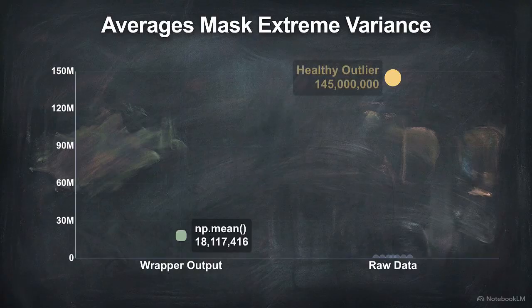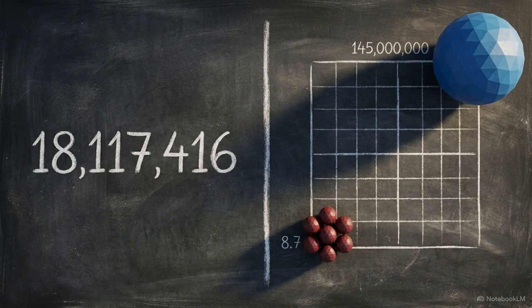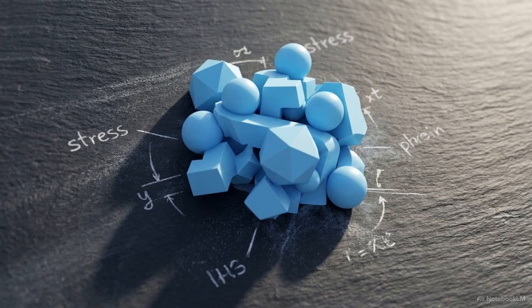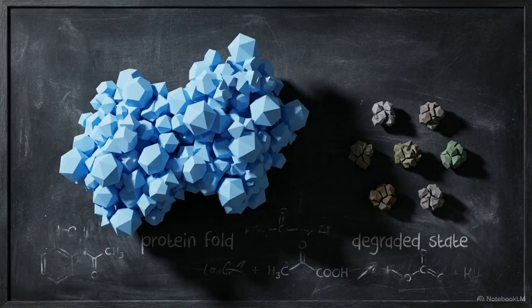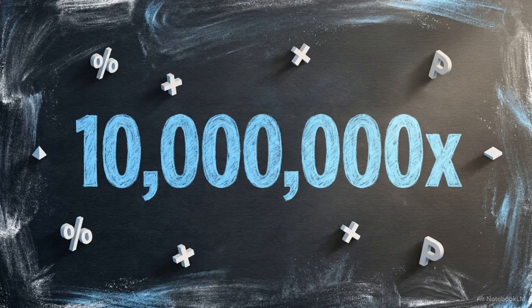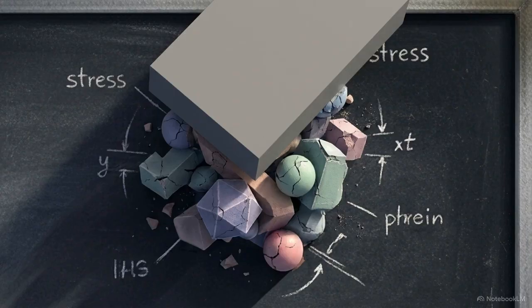On the left, the wrapper calculates an average force value of 18 million, but the raw scatter plot reveals reality. One healthy protein has a force ratio of 145 million, while 7 diseased proteins cluster near just 8.7. The single healthy protein dominates the calculation by 7 orders of magnitude. Accepting the wrapper's condensed average masks the massive loss of structural force in the diseased cells.